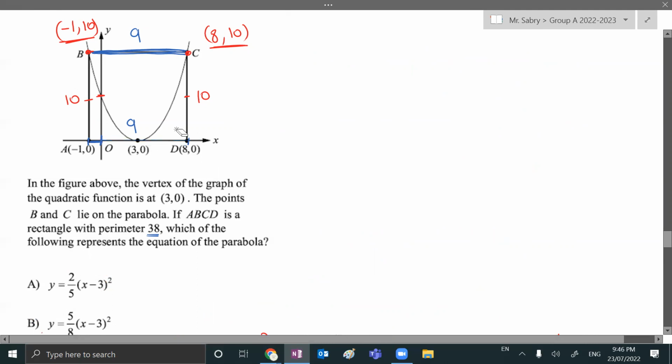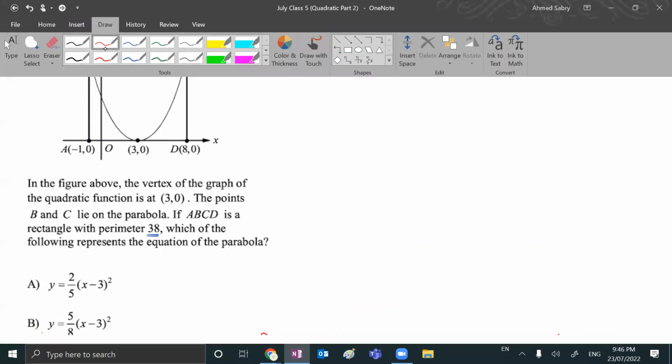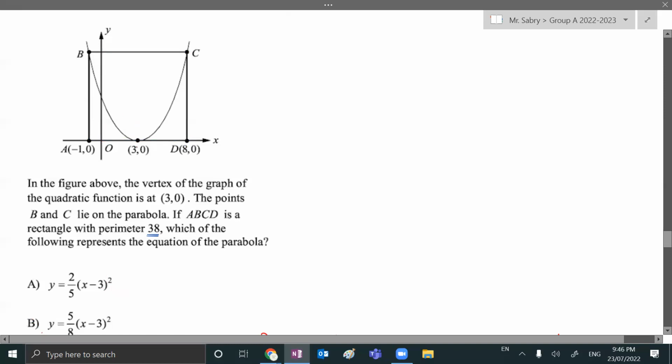Just to confirm there are no problems with the question itself, I will try it again. Make sure we're clear on every step from the beginning. We just said that this is 8 and negative 1, so this is 9, and this must be 9 as well. Let's say this is x, and this is x. So 2x plus 18, which is 9 and 9, should equal the perimeter of 38, which means 2x equals 20, which means x equals 10. So this point must be 8 and 10, and this one must be negative 1 and 10. There are no mistakes there.